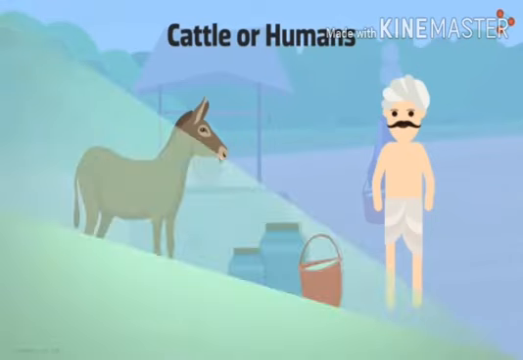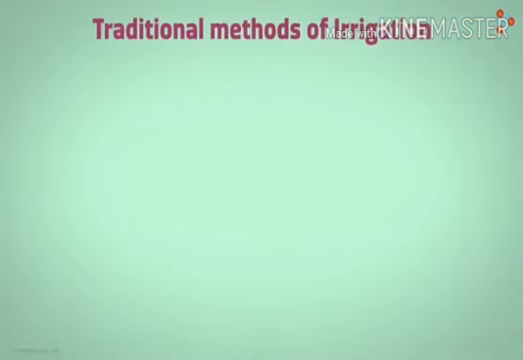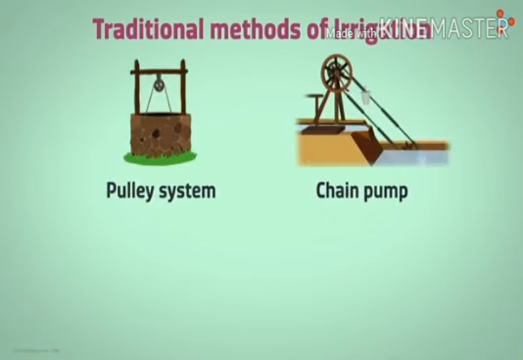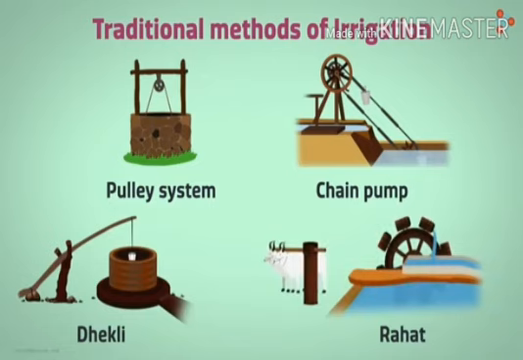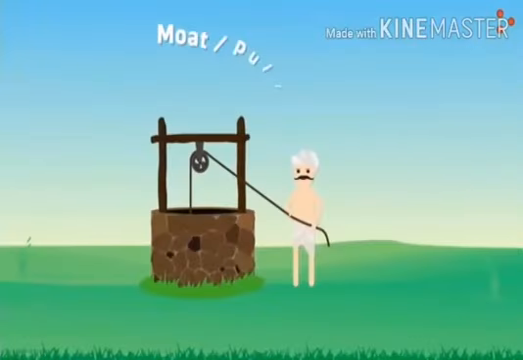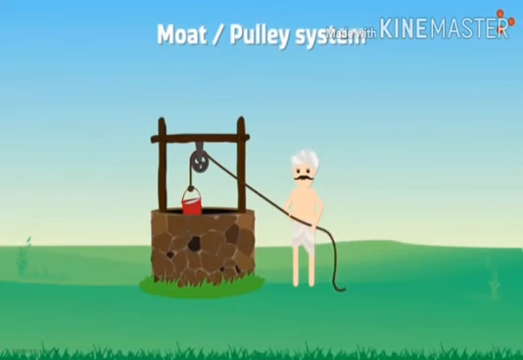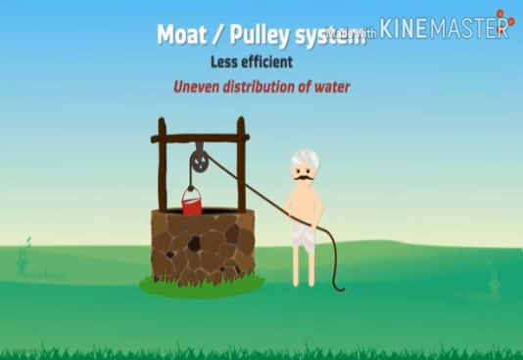Let us take a quick look at a few traditional methods of irrigation first. We will look at the moat or pulley system, a chain pump, dhekli and Rahat, which is a lever system. The first system is where water is pulled out of the water source with the help of a pulley. The pulley can be moved in several ways to then carry the bucket of water to different places in the field. But this kind of irrigation requires human labor. There is also another problem of uneven distribution of water. Thus, this type of irrigation is less efficient.